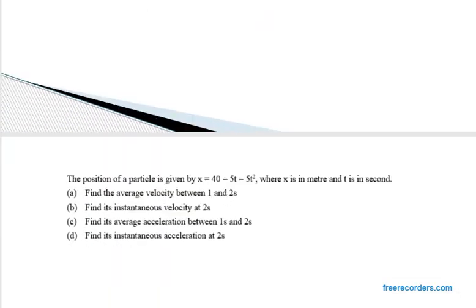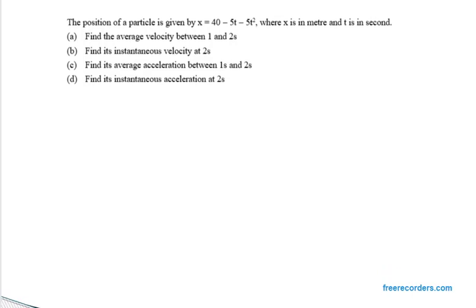Okay, so this is considered one question related to average velocity, average acceleration, instantaneous velocity, and instantaneous acceleration. Now you are given the position of a particle, that is x equal to 40 minus 5t minus 5t square. So first of all, let us find the average velocity between 1 second and 2 seconds. For part A, first of all, at t equal to 1.